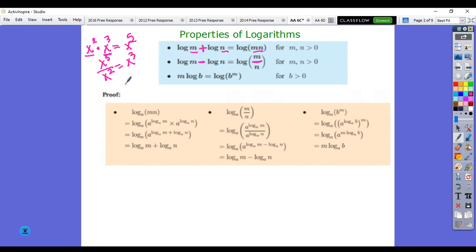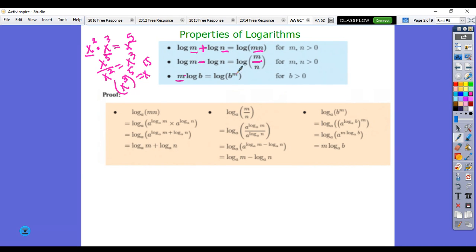The last one, think power to a power. X to the 3rd to the 5th. Power to a power, you multiply. So if a base inside a log has an exponent, that exponent can be put in front of the log. I usually go backwards from this. This m can either be in the front of the log, m times log b, or it can be b to the m power. So power to a power, we multiply. When multiplying, we can also put it back to being a power.